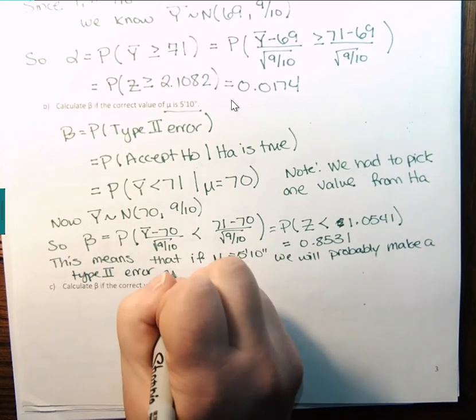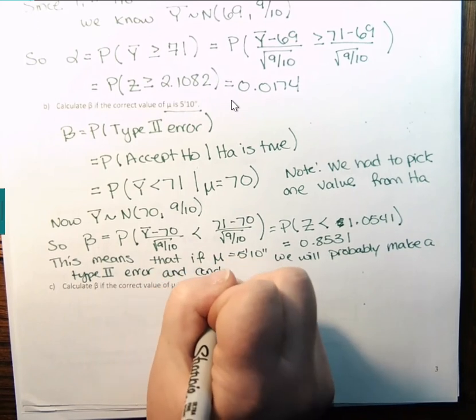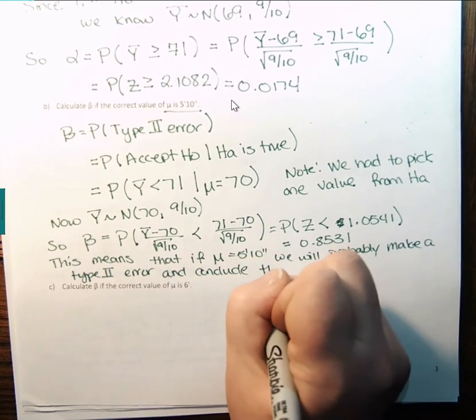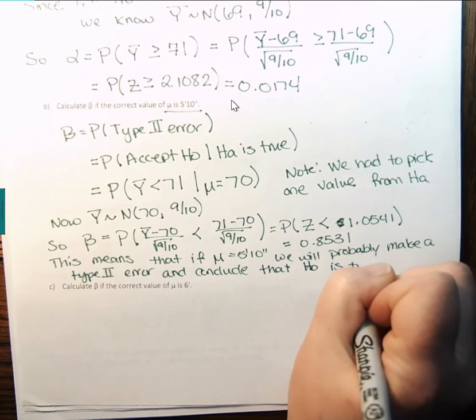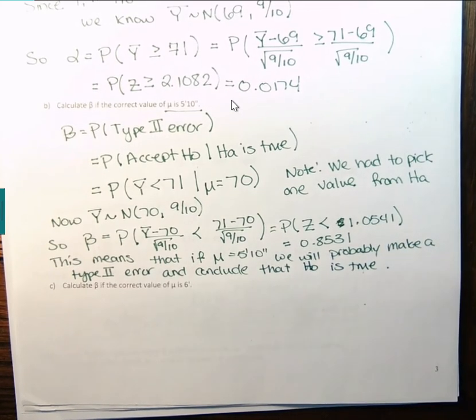And we would conclude that H0 is true, or we would fail to reject it. In other words, what this is telling us is that with a sample size of 10, we don't have a very good chance of detecting mu if it's not very far into the alternative hypothesis.